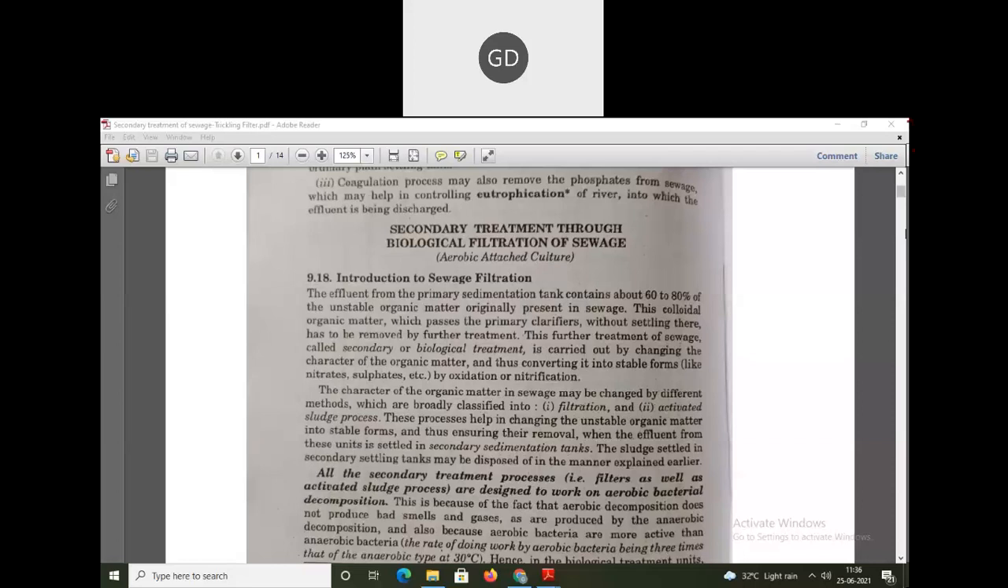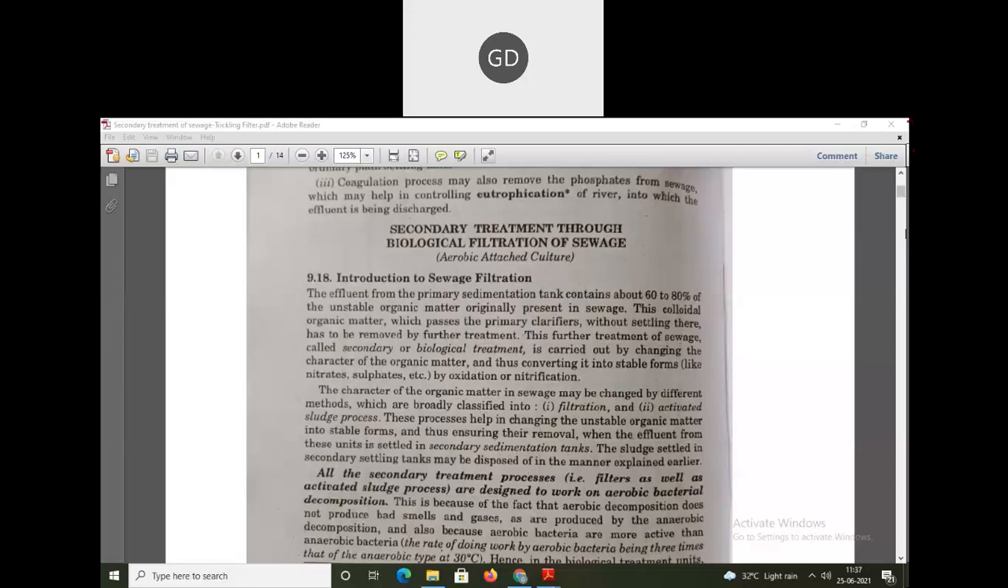The character of this organic matter can be changed by different methods. Among those methods, we will study two: filtration, and the other one is the activated sludge process. These processes help change the unstable organic matter present in the sewage into stable forms, and they ensure its removal.